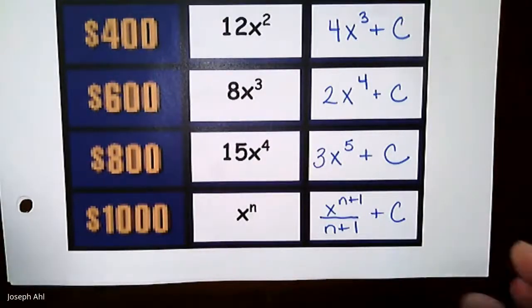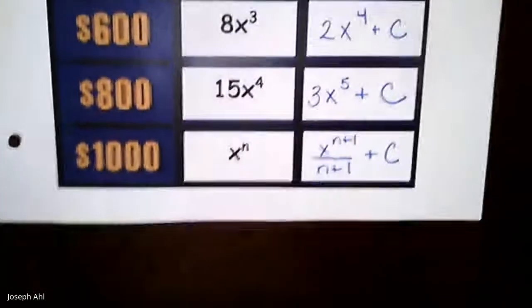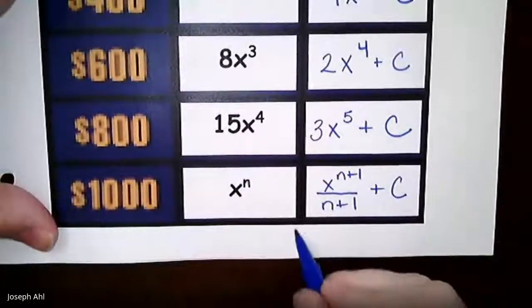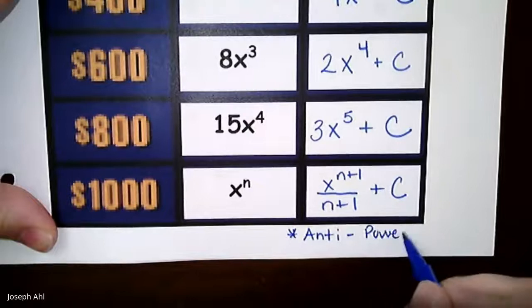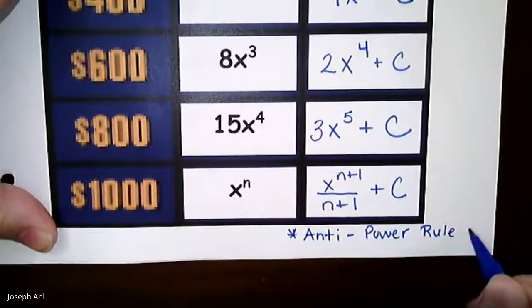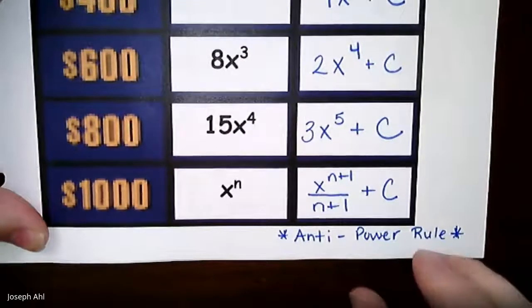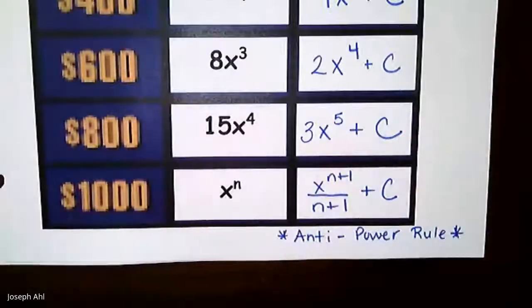And what you can actually think of this now as being, when we write that last rule, is kind of the anti-power rule. We have our power rule for derivatives, so working backwards, this is what you would call the anti-power rule.